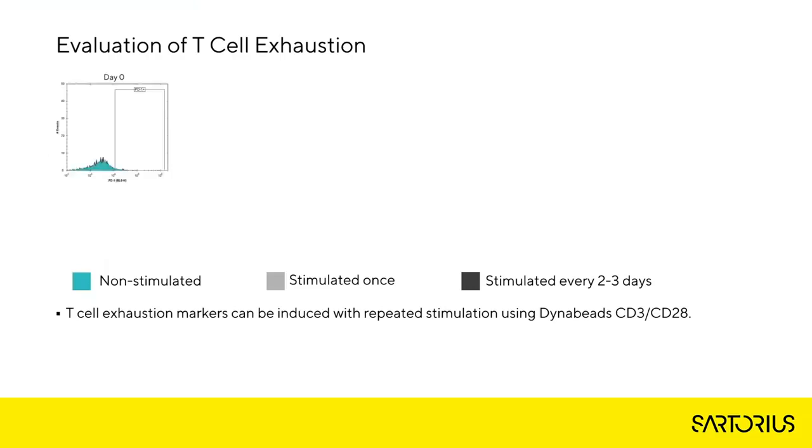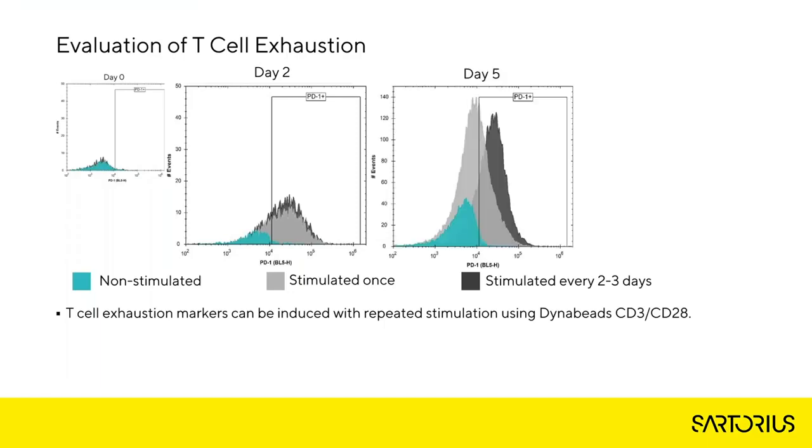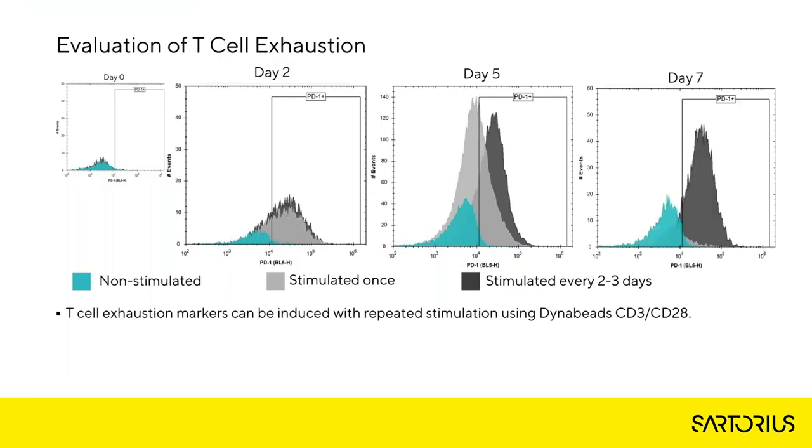Here we show a series of histograms of PD1 expression on CD3 positive cells. Gates were set based on the day 0 populations. As you can see, after 2 days, both of the stimulated populations increase in PD1 expression, indicated with a right shift in the histogram. At day 5, we see the single stimulated population decrease, i.e. shift to the left, while the repeat stimulation maintains its PD1 expression. Finally, at day 7, the single stimulation returns back to non-stimulated levels, while the repeat stimulation sees sustained expression of PD1.